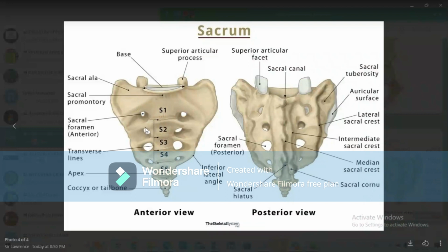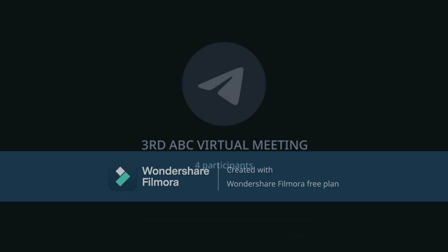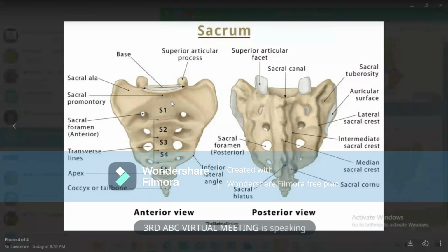Alright, then if you notice, you have these foramina here. They are 4 in number. And then there's this important structure on the anterior surface, superior aspect, called the sacral promontory. Very important clinically, sacral promontory. Alright, and then you have the ala, sacral ala on both sides.